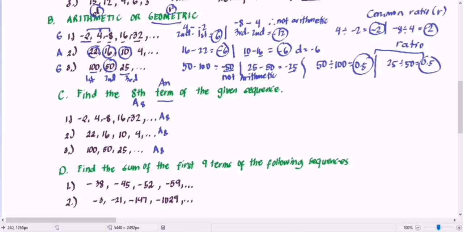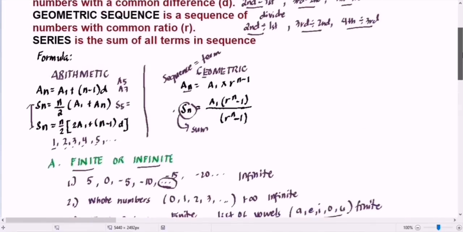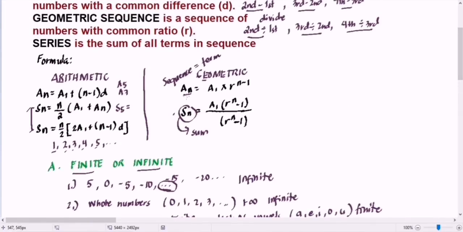So, number 1, this is geometric, di ba? Lagyan natin dito, geometric. So, ibig sabihin lang yan, ang gagamitin yung formula para makuha yung pangwalong term ay yung pang-geometric. Kung babalikan natin yung mga formulas, meron tayong a sub n, parehas dito. Pero may a sub n to ng arithmetic, ito naman a sub n ng geometric.